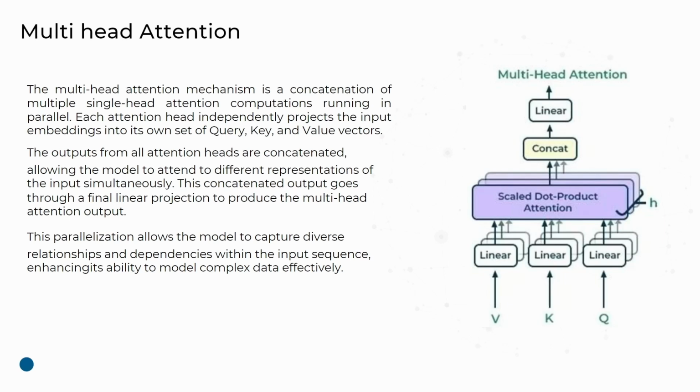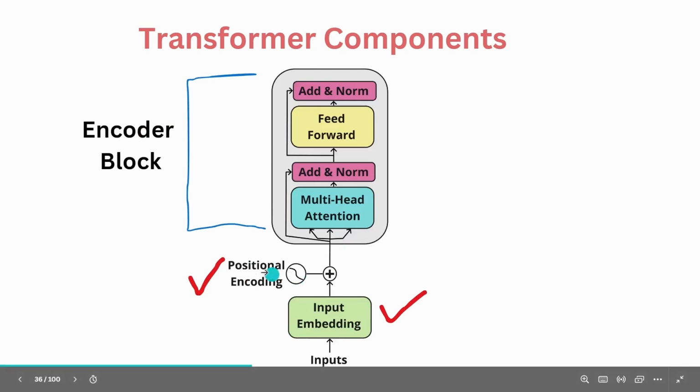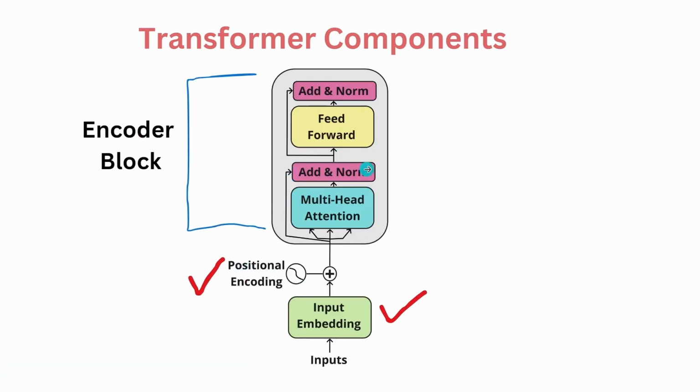So why are we using multi-head? Because it captures diverse relationships and enhances the model. Multiple heads allow the model to capture different meanings of the words in different contexts, making the overall model more expressive and powerful. So we have covered the input embedding, positional encoding, and the multi-head attention. Next we are going to do the normalization, and after that we will use the feed forward network.